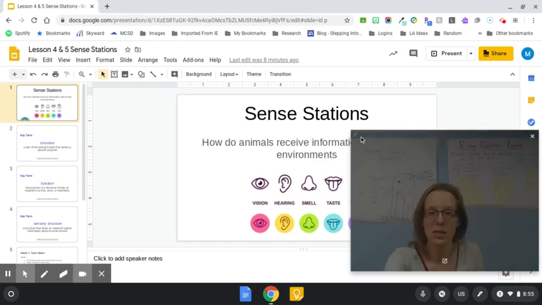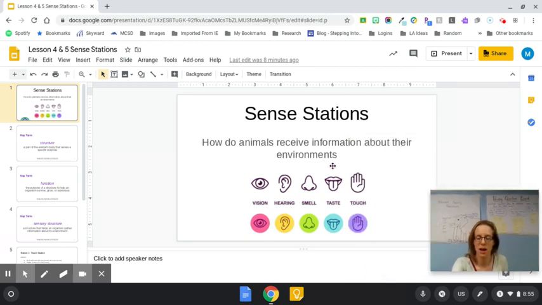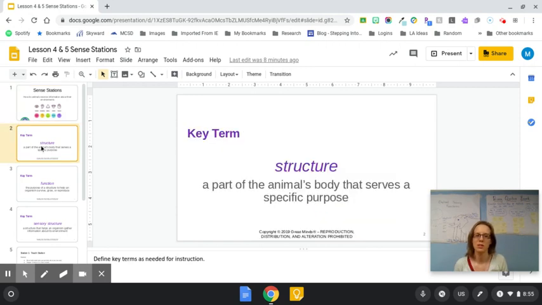So before we do that, I do want to talk about a couple of vocabulary words here and talk about how we're going to do our sense stations today. So the first key term that we're going to talk about is structure. A structure is a part of an animal's body that serves a specific purpose.